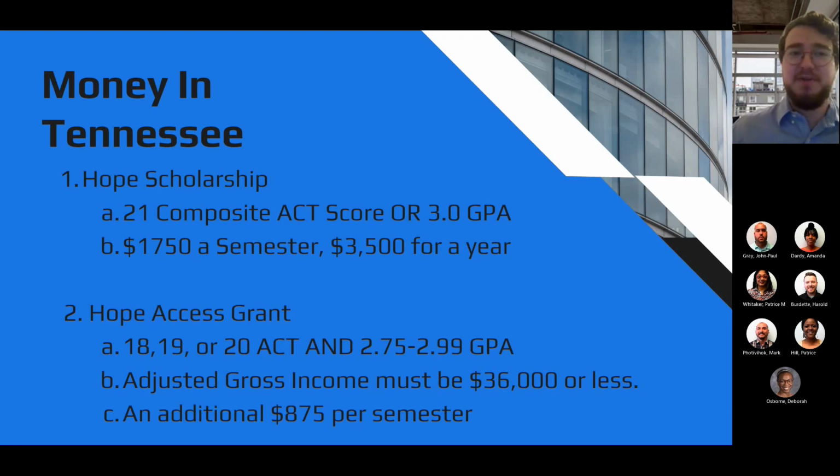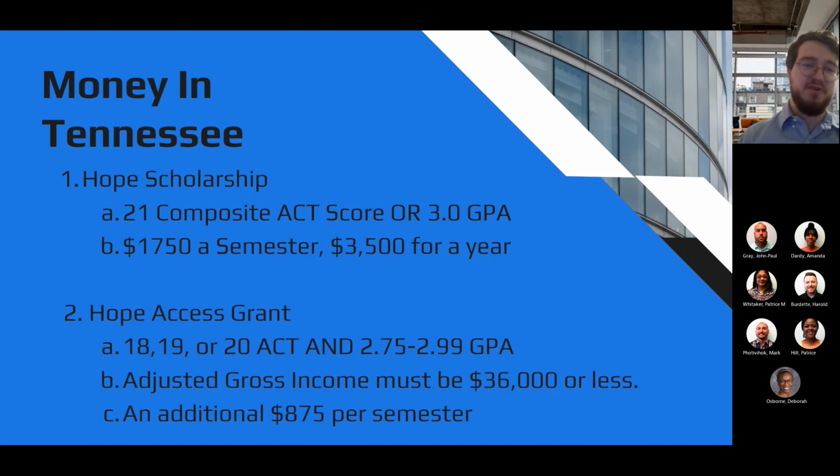For this next section, I'm going to be talking about money in Tennessee, so different grants and scholarships. One of the most well-known ones is the Hope Scholarship. The Hope Scholarship lines up with some theoretical college readiness requirements. If you're a student in the state of Tennessee who scores at least a 21 on the ACT or has a 3.0 GPA, that student will be eligible for $3,500 for an academic year.